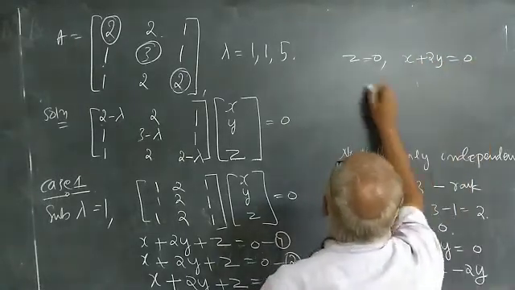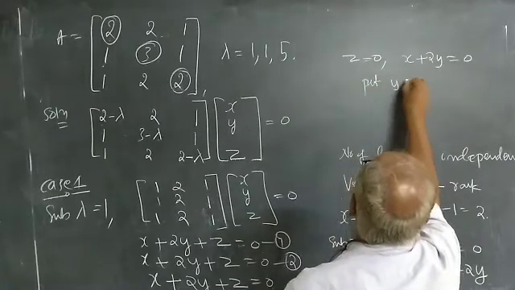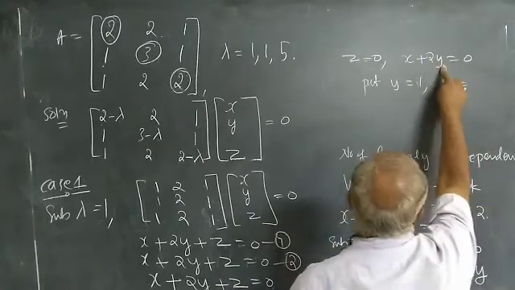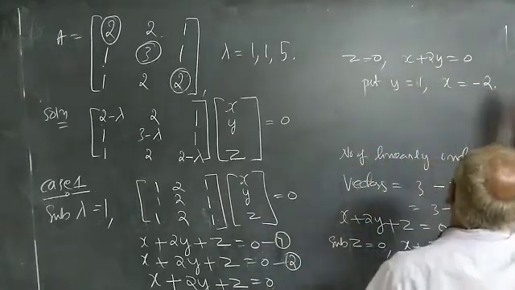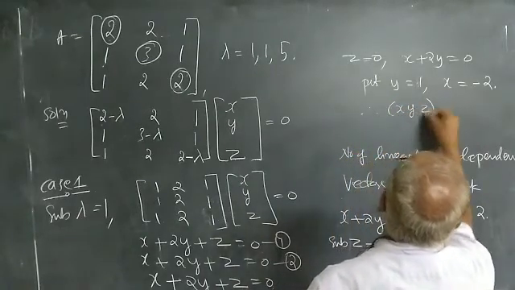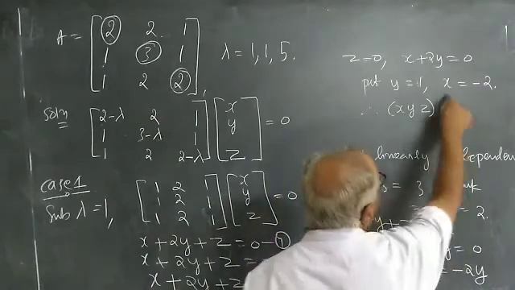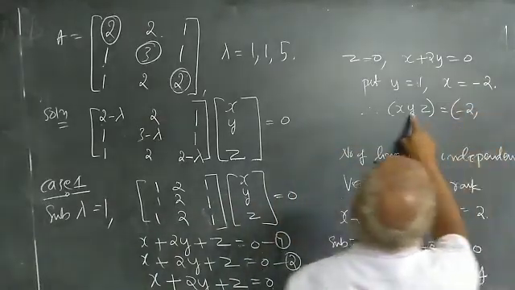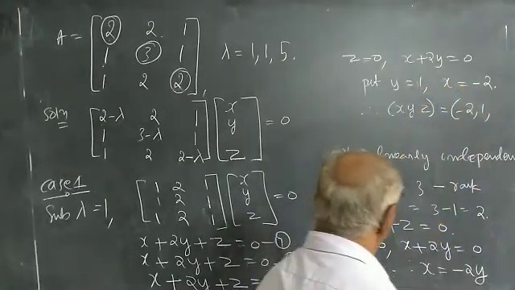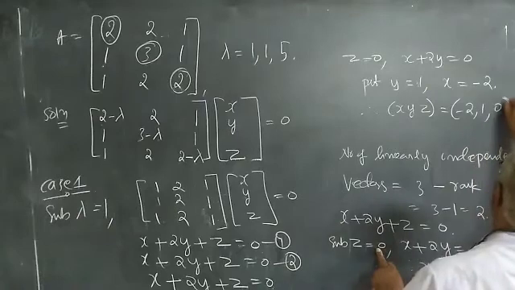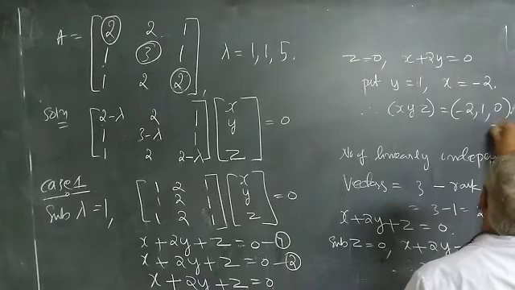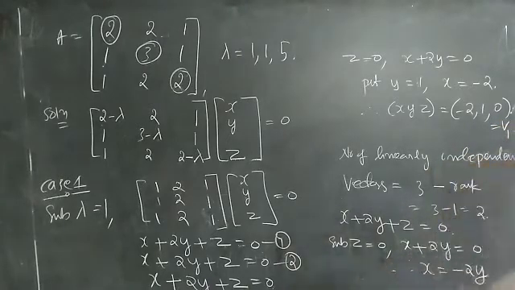Now, substitute y is equal to 1. Then what is the value of x? x plus 2 is equal to 0. x will be minus 2. So therefore, one linearly independent eigenvector you are getting is (x, y, z). What is the value of x? Minus 2. What is the value of y? 1. What is the value of z? z is 0. This is one linearly independent eigenvector. Let us call this v1.